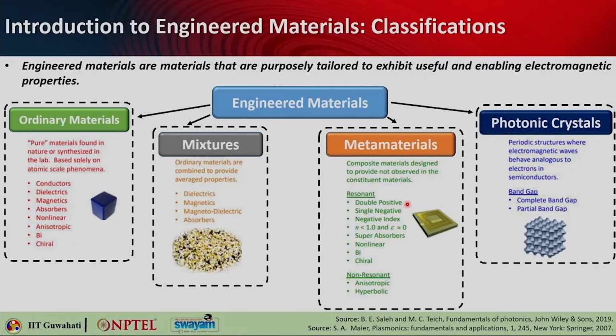You can have ordinary double positive materials, but with some property which is never found in nature; that kind of metamaterial is also possible. You can have single negative, where either permittivity or permeability is negative, and then you can have double negative, or a negative refractive index material. You can have n less than 1 or epsilon near 0. You can make super absorbers, nonlinear and other types of metamaterials.